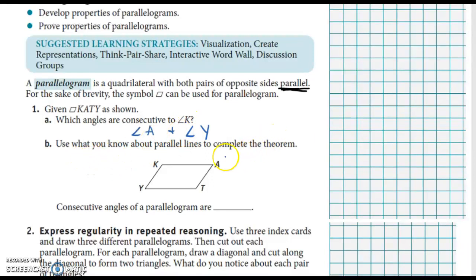Part B, use what you know about parallel lines to complete the theorem. Well, up here, what is this parallel line? Well, we already said that a parallelogram is a quadrilateral with both pairs of opposite sides that are parallel. So quickly, I'm just going to notate my image where KY is opposite segment AT, so it means they're parallel. And KA is opposite segment YT, and those are also parallel. So if we use what we know, then we can say that consecutive angles of a parallelogram are what? Take a second, pause the video, see if you can figure it out.